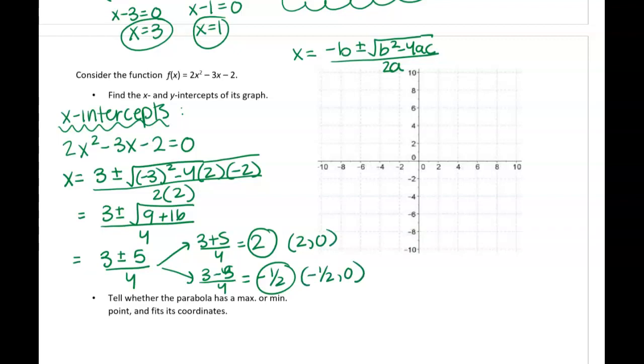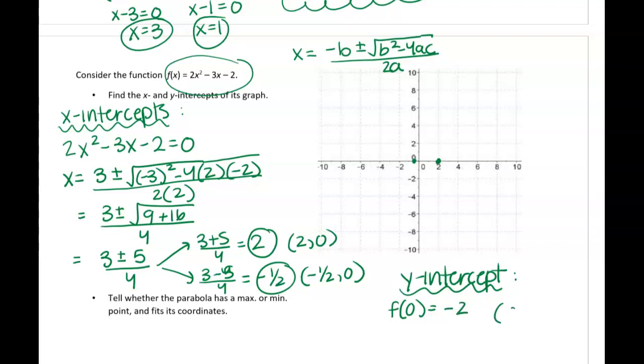Okay, so let's plot those. 2, 0, negative 1/2, 0 is maybe about there. Our y-intercept is when x is 0. So we'll just do f of 0. In our function, when f of 0, we end up with 2 times 0, which is 0, minus 3 times 0, minus 2. So 0 minus 0 minus 2, which is negative 2. So our y-intercept is 0, negative 2. I'll plot that as well.